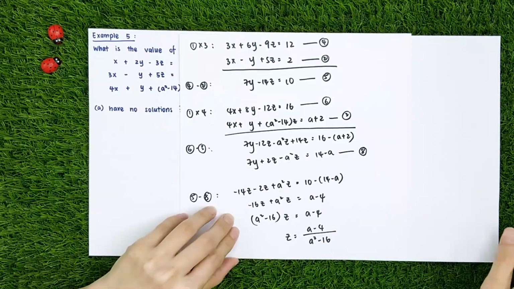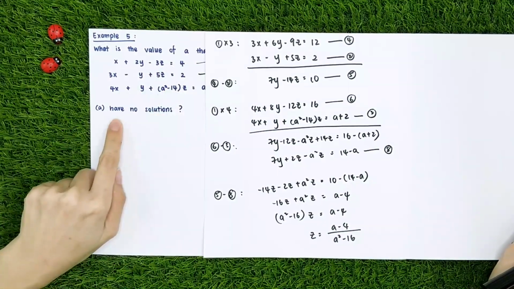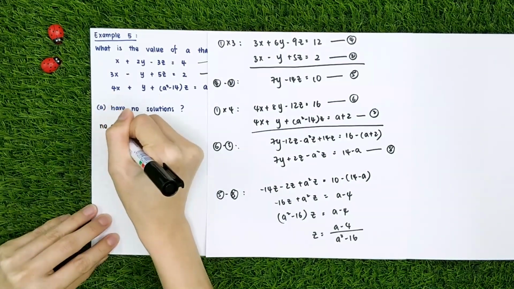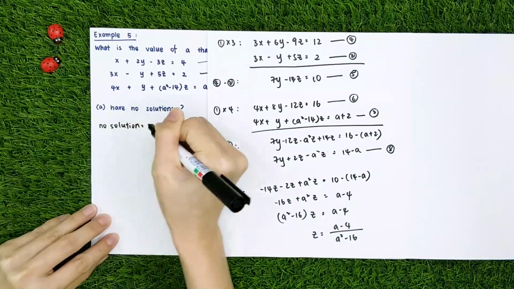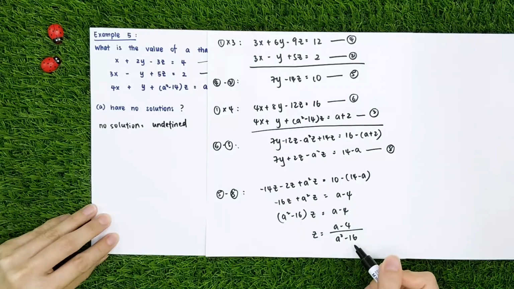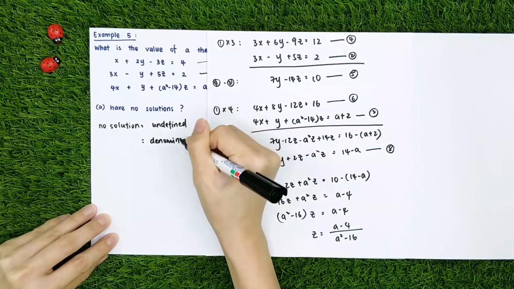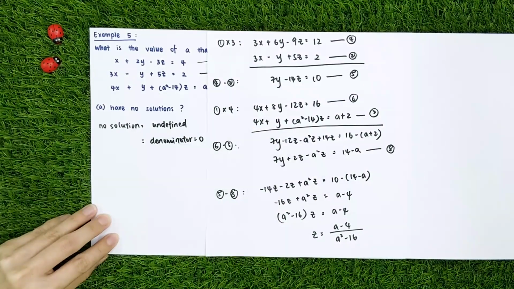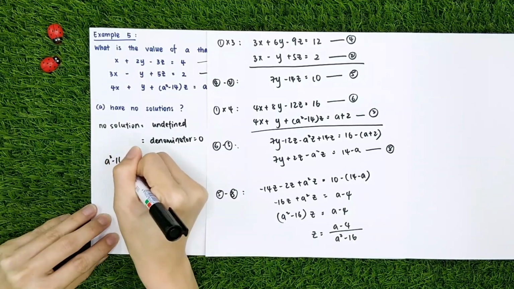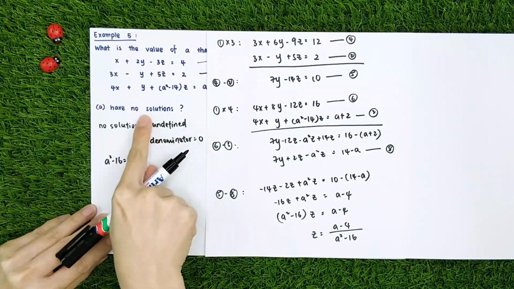Okay, I will stop here first, then I will go back to my question. What is the value of a if the system has no solution? Okay, for your information, when there is no solution, it also means undefined. When a fraction is undefined, that means the denominator is equals to 0. Then we will say the fraction is undefined. So I can say that a squared minus 16 is equals to 0 because we want it to become undefined, so it is no solution.